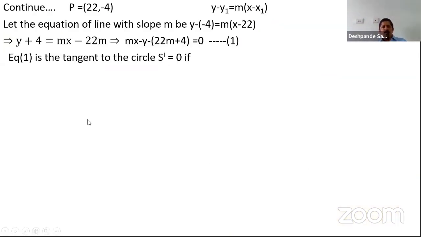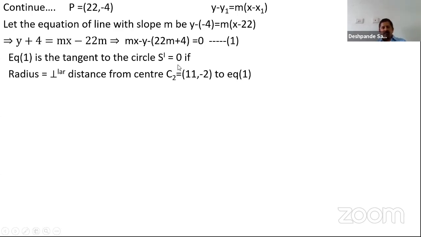So equation 1 is a tangent to the circle S' is equal to 0 if the radius is equal to the perpendicular distance. Again the same concept: radius is equal to the perpendicular distance from the center. So what is the radius of the circle which you have taken? Because you have taken the second circle, the radius is 5. If you wish, you can take the first circle also, the radius will be 15.